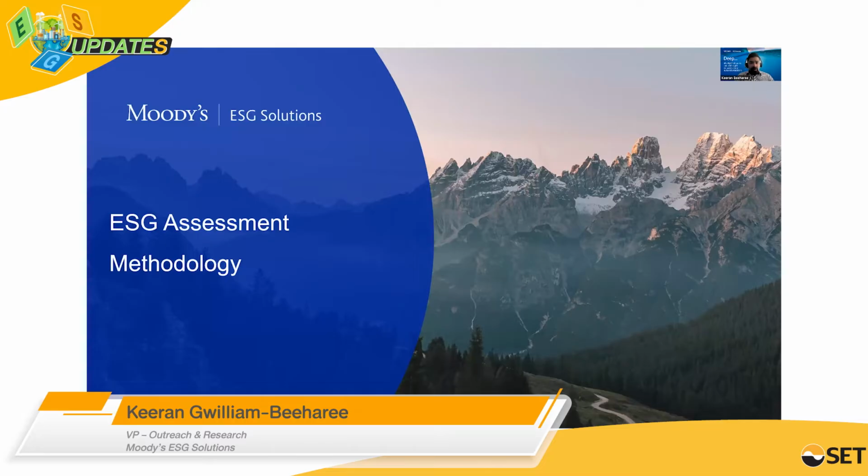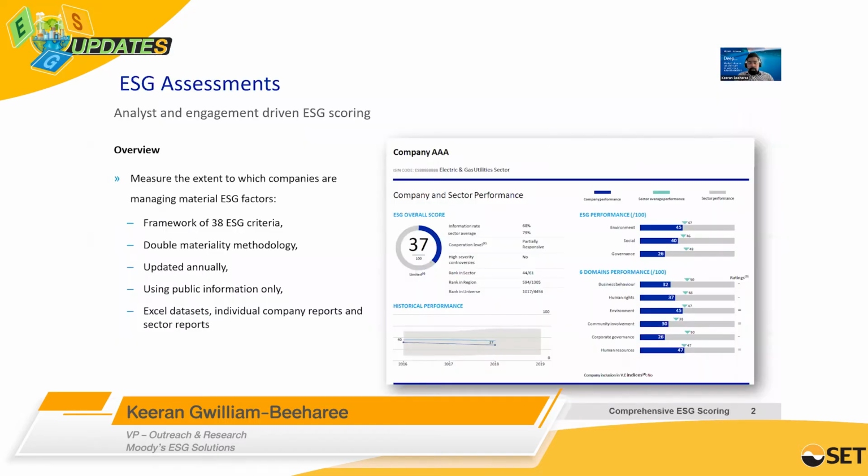In this video, we provide an overview of the ESG assessment methodology from Moody's ESG Solutions. So Moody's ESG assessments adopt a double materiality approach and measure the extent to which companies are managing ESG factors that can impact both their business as well as their stakeholders. The assessments build to an overall ESG score, which is set on a scale of 0 to 100 and provides underlying E, S, and G scores, as well as subscores on a framework made out of 38 ESG factors.